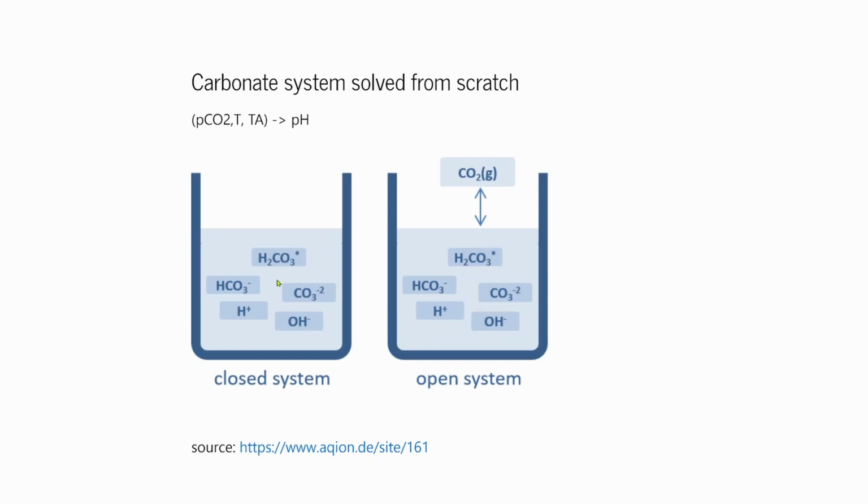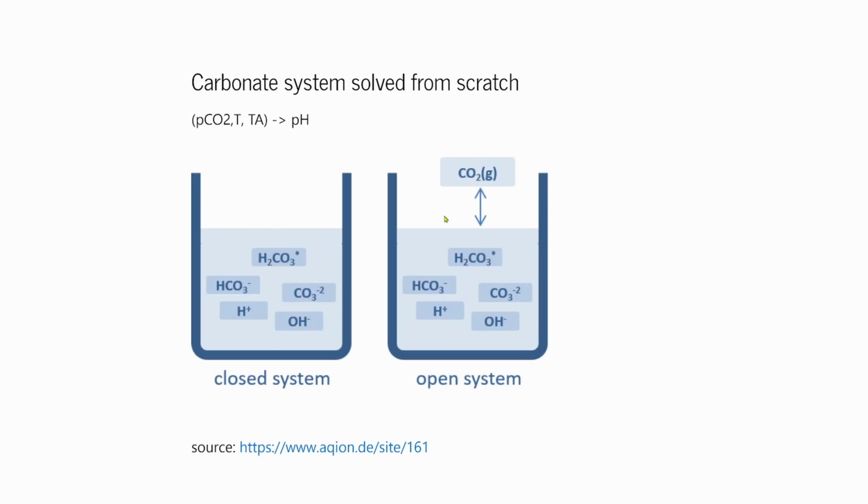What is the main difference here between closed system on the left hand side and open system on the right hand side? So the closed system usually refers to a system where there is no interaction with the atmosphere or with the air above the water. So the DIC, the dissolved inorganic carbon, in this system is constant, whereas in the open system it can change.